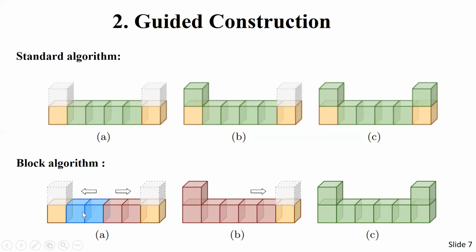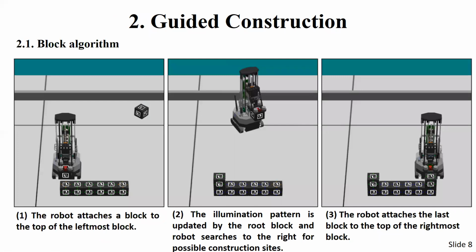And in the block algorithm, we can use the blue color to show that the nearest building site is on the left, and the red color means the nearest building site is on the right. So in this case, the structure could guide the builder to find the nearest building site, and thus improve the construction efficiency.